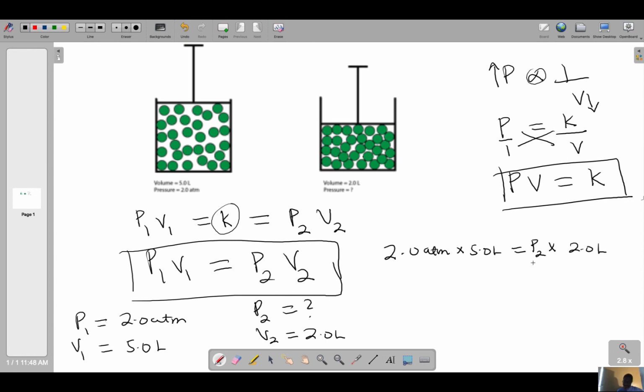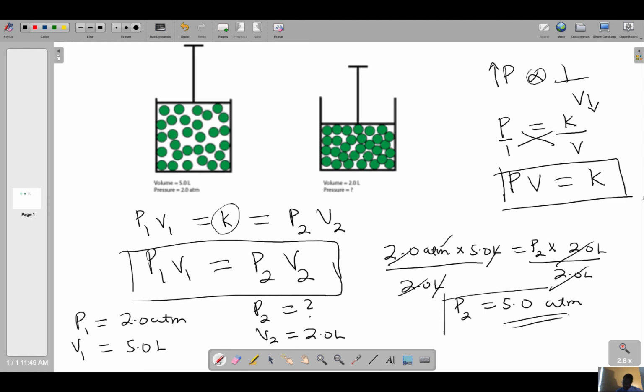We want to solve for P2, so we divide here by 2.0 liters and divide here by 2.0 liters. Whatever we do to the left, we do to the right. So this will cancel that. The units liters will cancel liters, so our pressure will be in atmospheres, which is what we want. 2.0 will cancel 2.0 as well. So that means that our P2 is equal to 5.0 atmospheres.